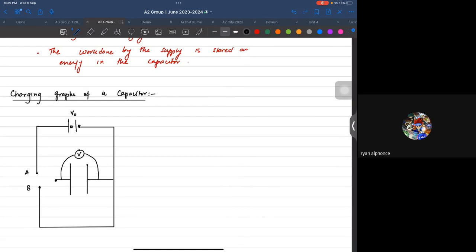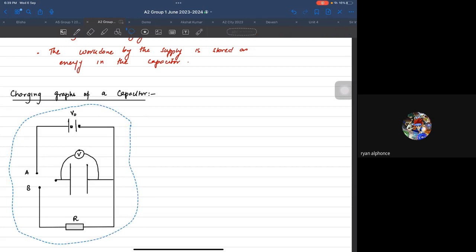Okay, so basically we have a battery, we have a capacitor, and then in here you also need to have a resistor, like that. So this is the sort of circuit that we're going to use.